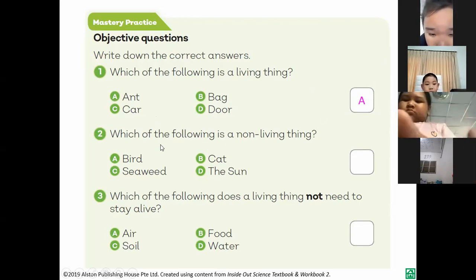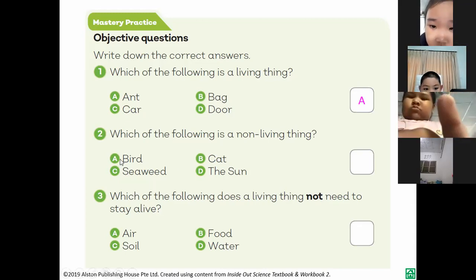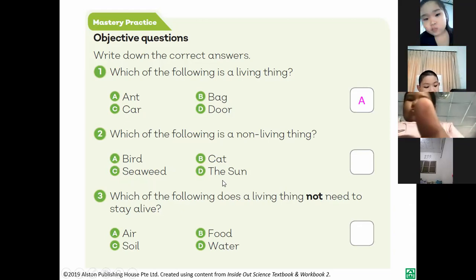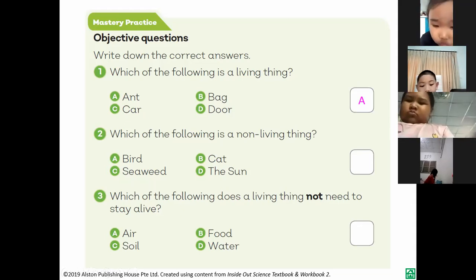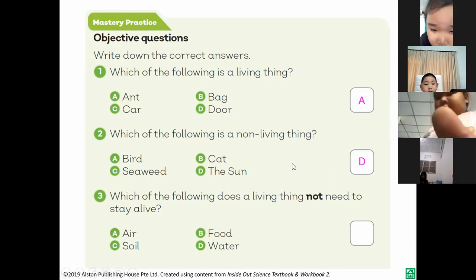Which of the following is a non-living thing? A, bird. C, seaweed. B, cat. D, sun. D, the sun. Very good.